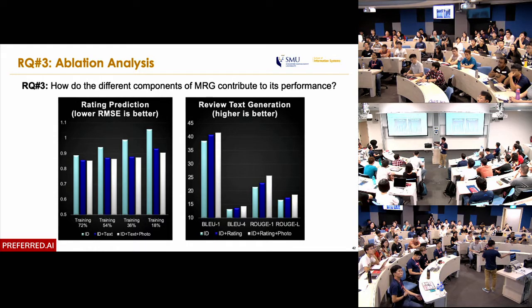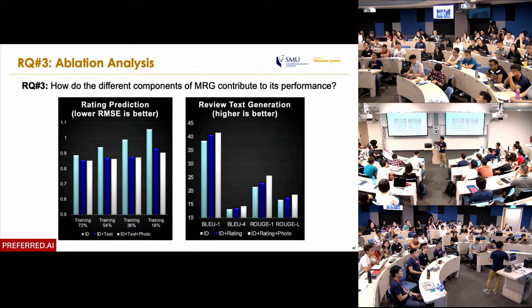And when we actually input the text, so it's the second column here, we can see the significant improvement. This is the RMSE score, which is lower is better. And we see a significant reduction of the RMSE in this case. But when we input the photo, it doesn't help much, because the photo is just to make the text more relevant. It doesn't have much in terms of preference learning to predict the rating better.